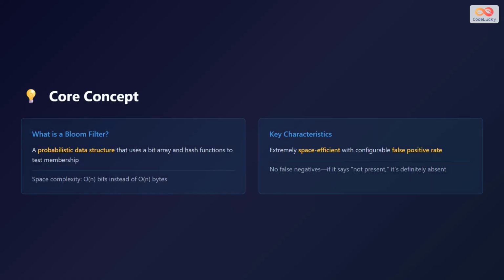So what exactly is a Bloom filter? It's a probabilistic data structure that uses a bit array and multiple hash functions to test whether an element is a member of a set. The key insight is trading absolute certainty for massive memory savings. Instead of storing full data, you only store bits. The space complexity is O(n) bits instead of O(n) bytes. This makes Bloom filters incredibly useful when memory is limited.